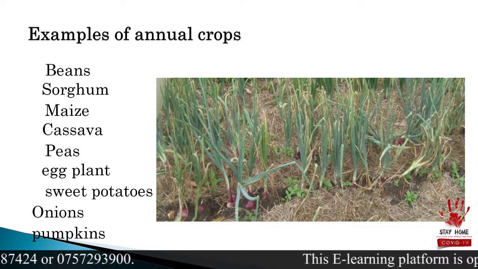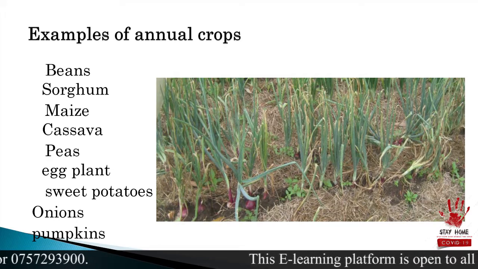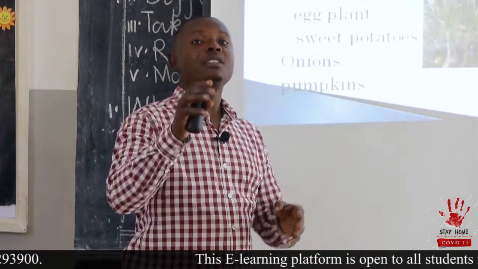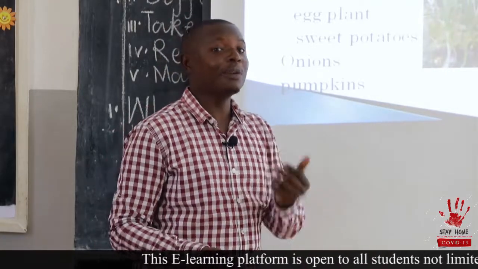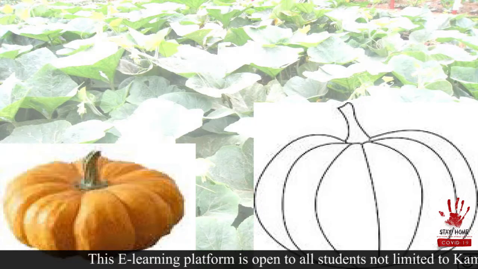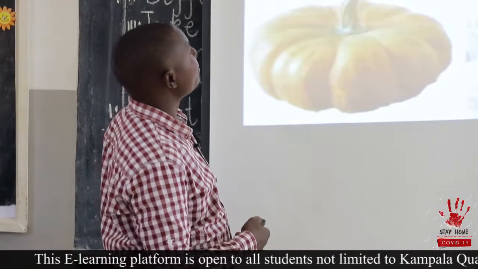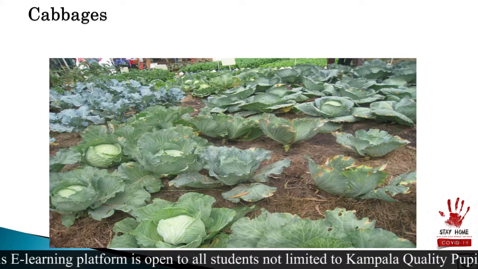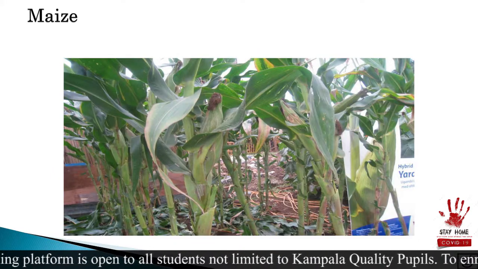Like mine here, these are onions. If you planted them in April, this is September, it means you are now harvesting onions and you are happy because you are about to touch your own money. And we have also pumpkins there. Pumpkins are also annual crops. Then we have cabbages. Cabbages are also annual crops. We have cassava. We have maize.